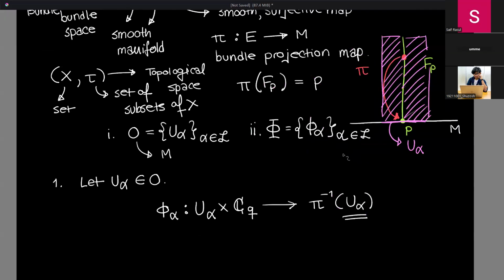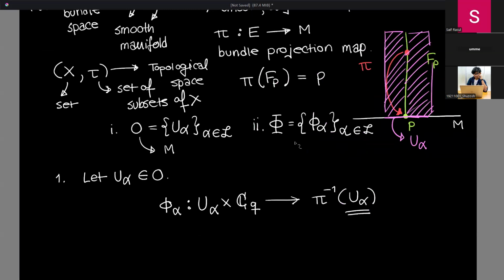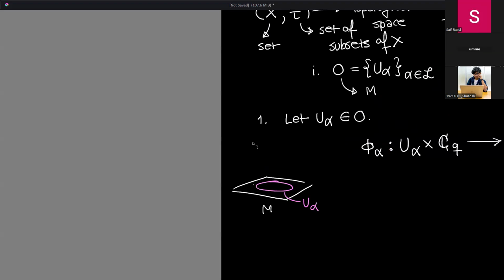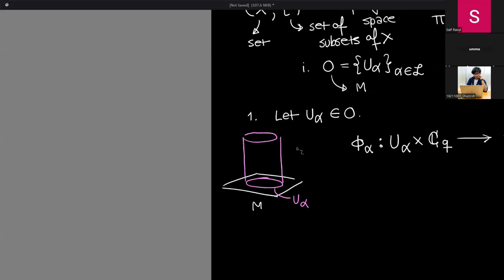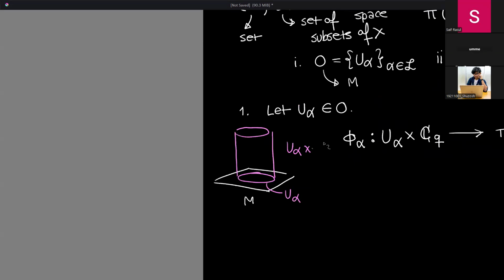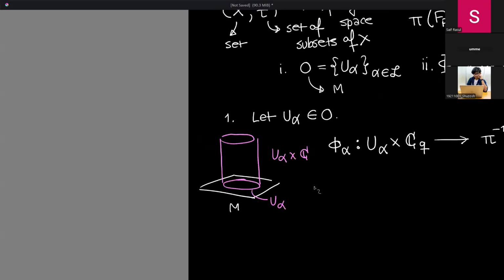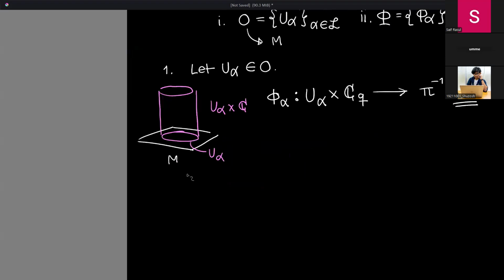If I were to draw this in 3D for a 2D manifold, let me draw it in the same color, U alpha, and there would be this tube coming out of it. This would be U alpha cross C, and what we want to say is that this maps onto the manifold.